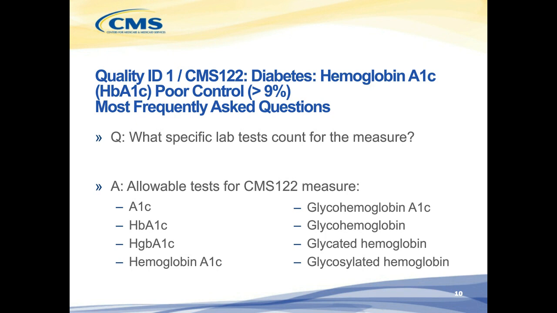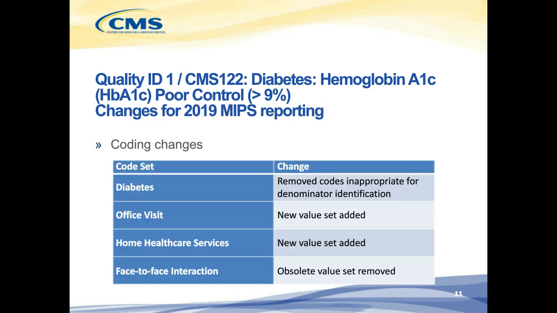Speaking of value sets, we did have some changes from last reporting year to this reporting year. We removed some codes that we decided were inappropriate for identifying people with type 1 and type 2 diabetes from the diabetes value set. We also added the office visit value set and home healthcare services value sets. And that's because we decided that the face-to-face interaction value set was obsolete. That's the value set we used to identify encounters for this measure. And we decided that it really wasn't representing how care is being delivered, so we removed it and replaced it with our office visit and home healthcare services value sets.